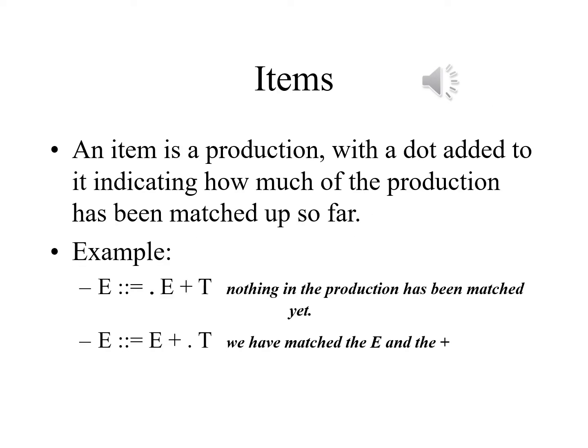An item is a production with one big difference. A dot is added so that we can see how much of the production has been matched up to what is found in the program. For example, if I were to see E derives dot E plus T, this tells me that nothing in the production has been matched so far. On the other hand, if I had E derives E plus dot T, this would tell me that I've matched up the E and I matched up the plus, and I have not yet matched up the T.